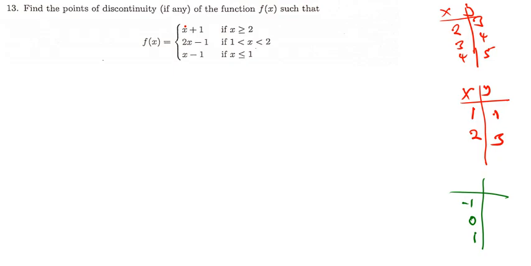If I put negative 1 there, I'll get negative 2. I'm plugging in the values there. If I put 0, I'll get negative 1. If I put 1, 0. So let's have our graph.